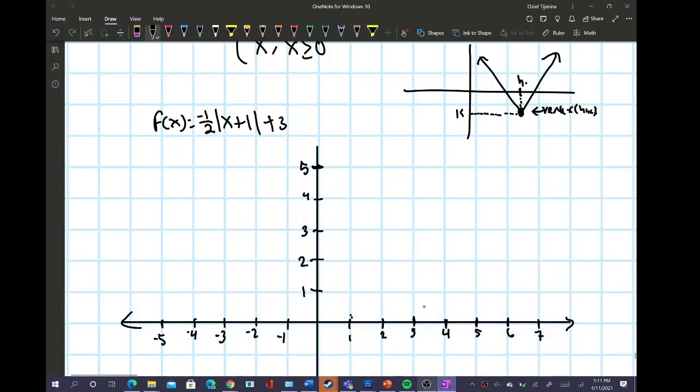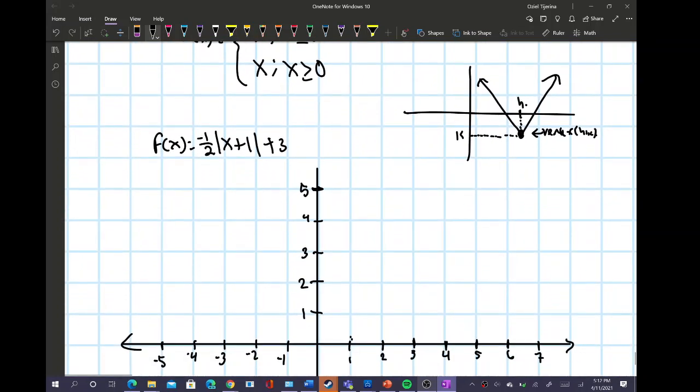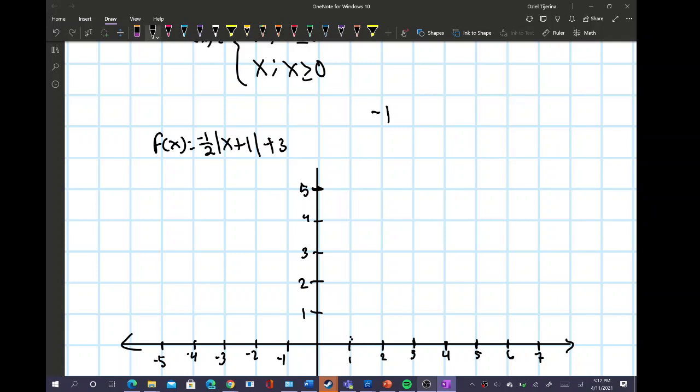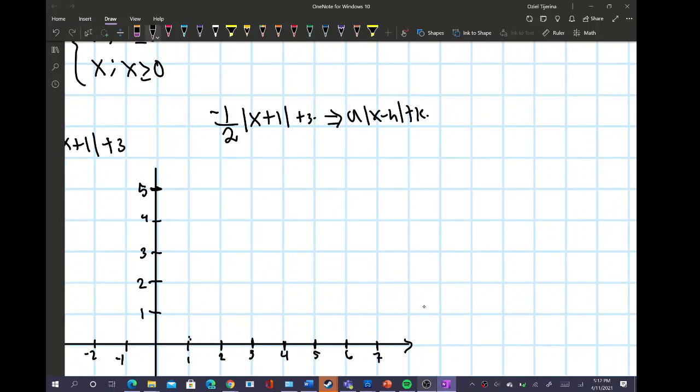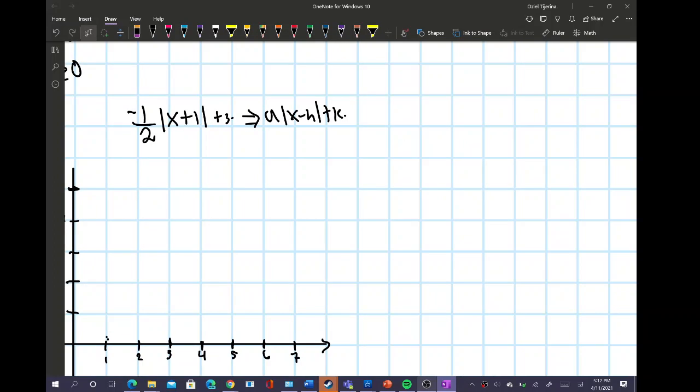So, again, your vertex, so there's a huge difference with this one. We have the following: -1/2 times the absolute value of x plus 1 plus 3. We want to change it to this, right? One of the things that we notice is that we don't have a minus h, we have a plus h. So then you think, okay, how do I change that from x plus h to x minus h?